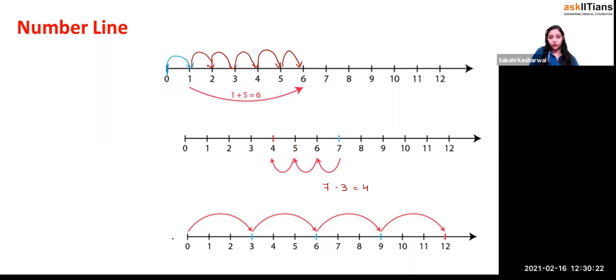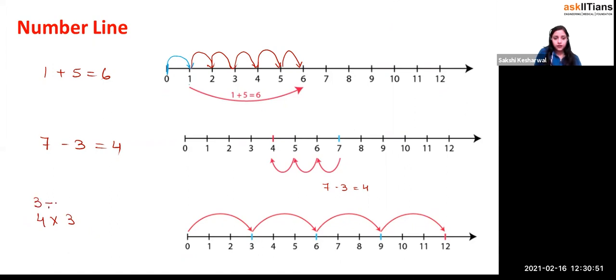Now it says over here, if you see this, 1 plus 5 is equal to what, beta? 6. Now 7 minus 3 is equal to 4. Now what is this? It says 3 plus 3, then plus 3, then plus 3. So can I write this as 4 into 3? Yes or no? Yes, can I say this?